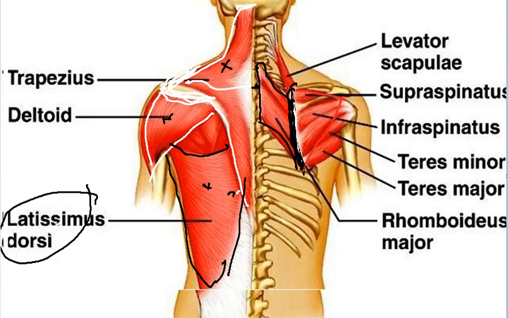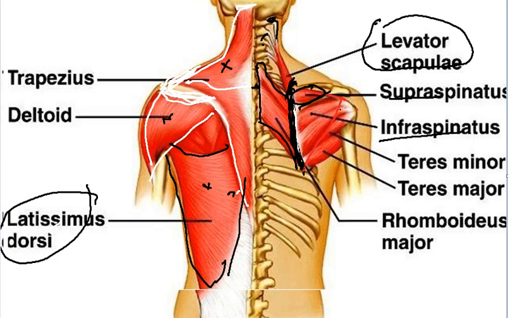Similarly, levator scapulae arises from the transverse processes of the upper cervical vertebrae and gets inserted into the upper medial border. So that is levator scapulae. Now the rest is very simple. This is the spine. The muscle above the spine is supraspinatus, and the muscle below the spine is infraspinatus.